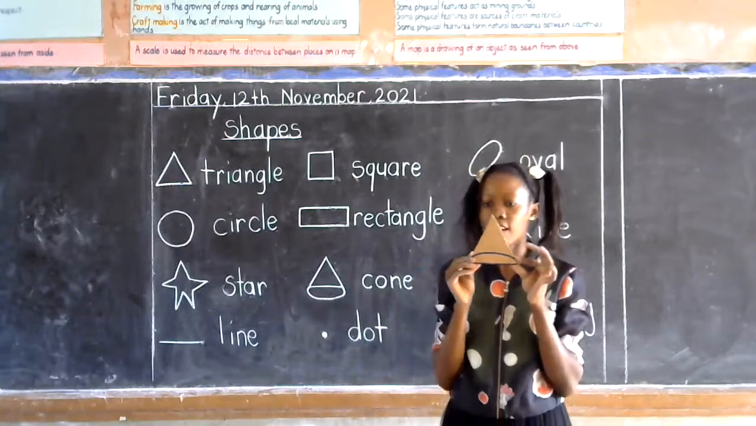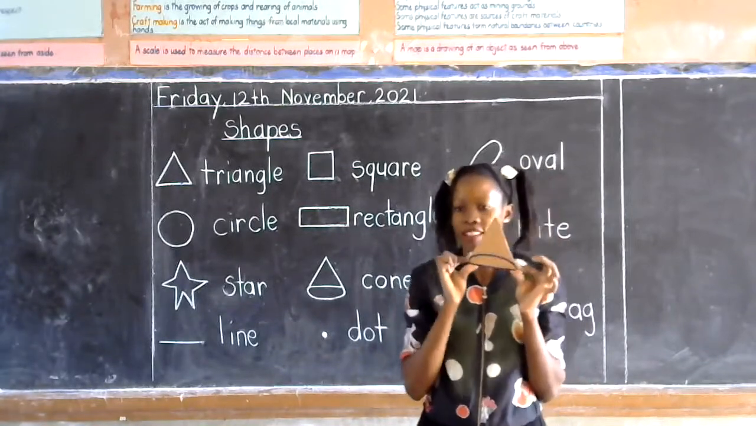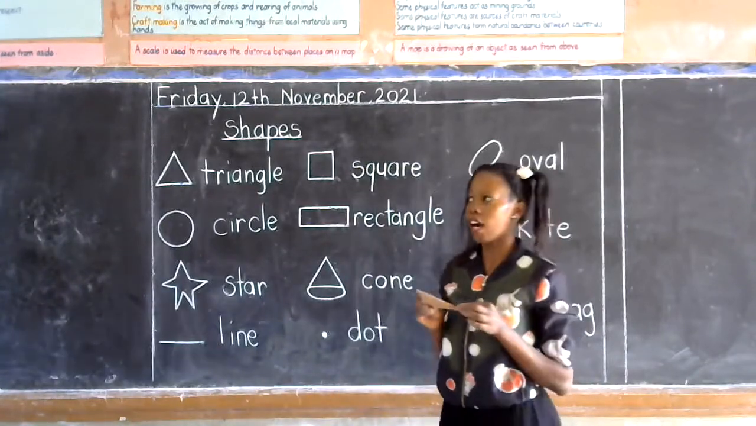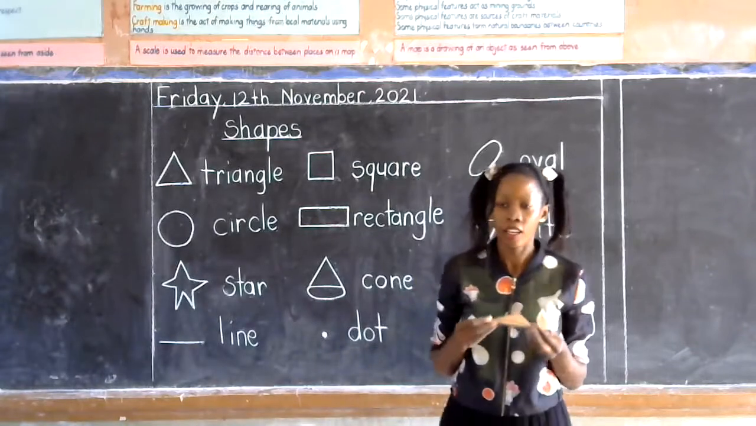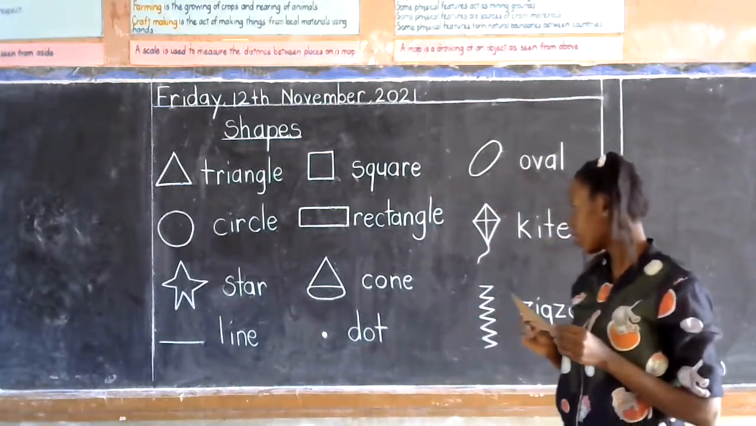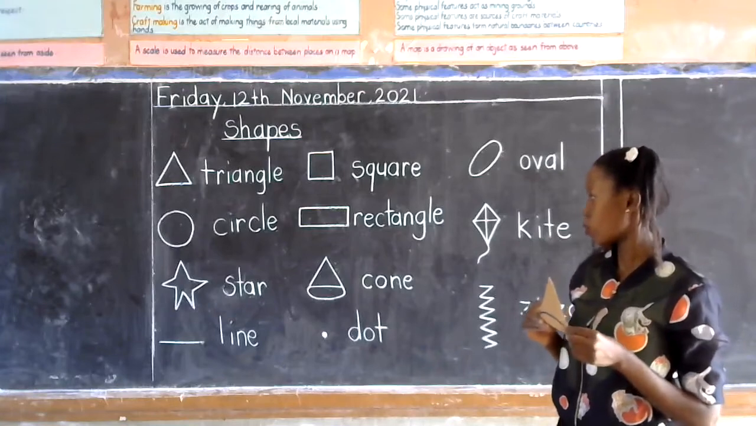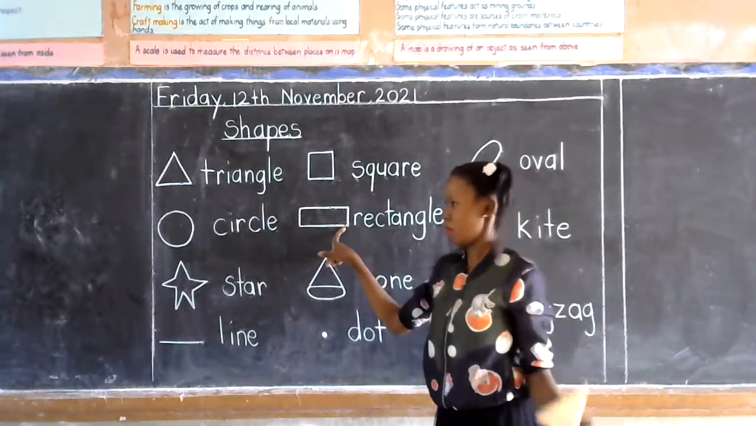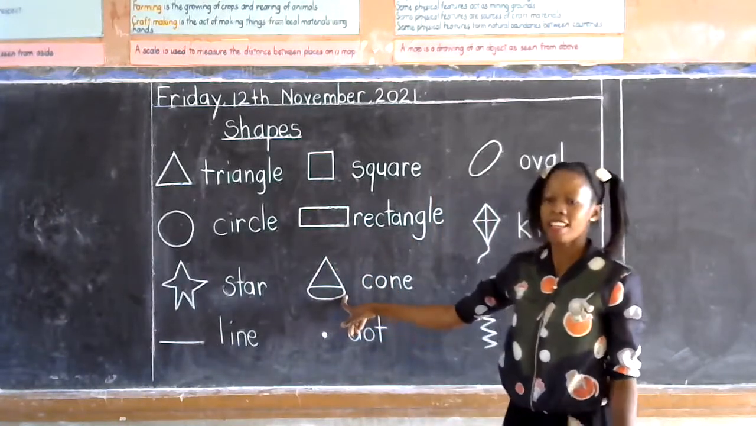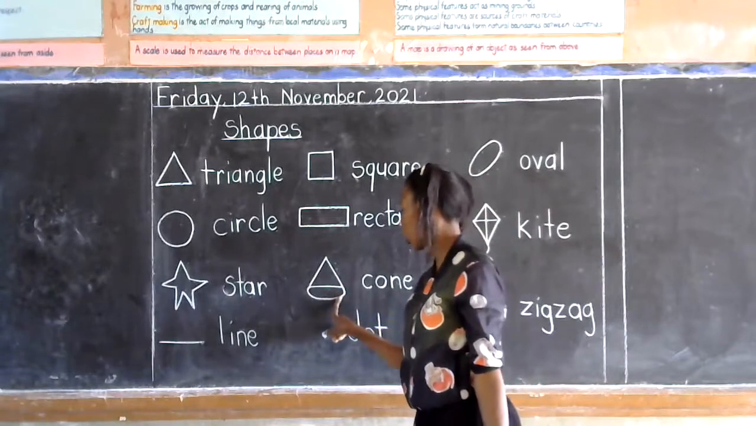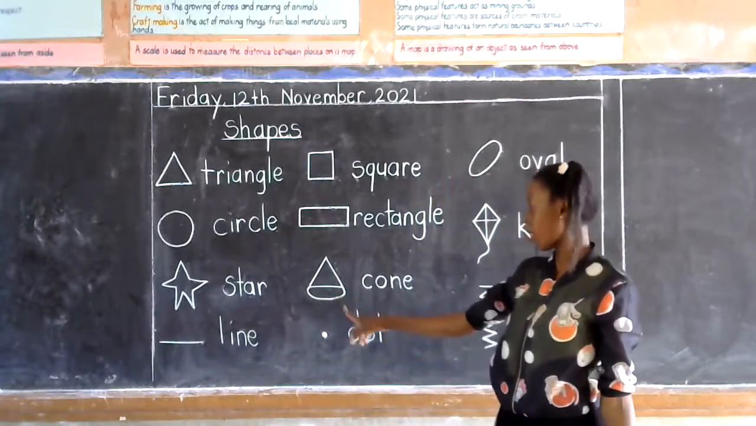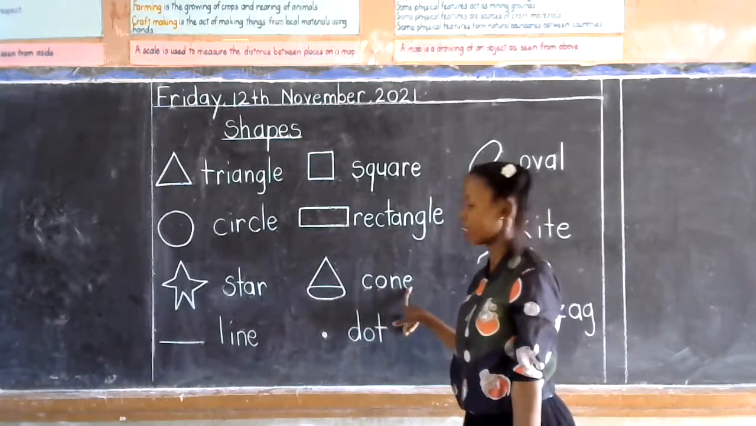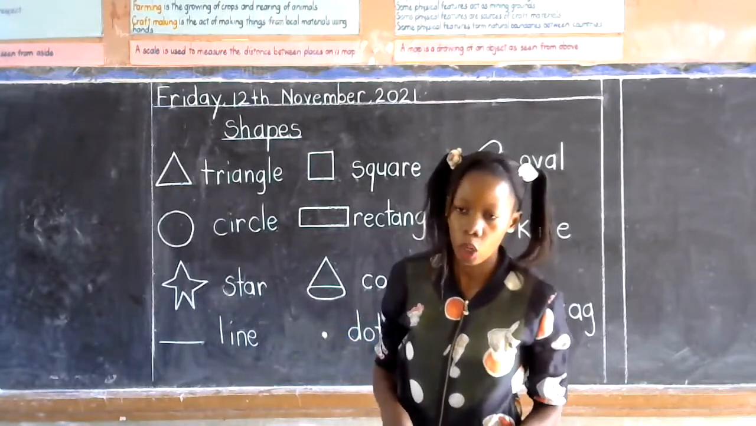I have another shape here. Which shape is this? This is a cone. Who can show me a cone here on the chalkboard? Is this a cone? No. Is this a cone? Yes, this is a cone. Let's spell the word cone together. C-O-N-E. The word is cone.